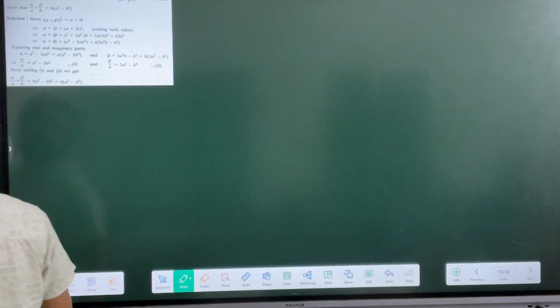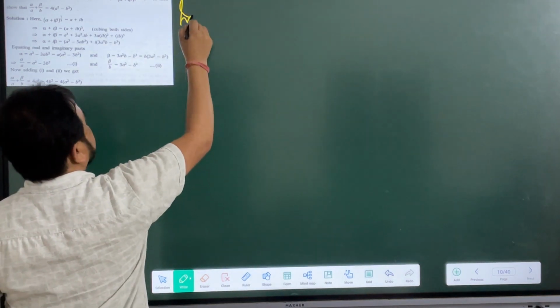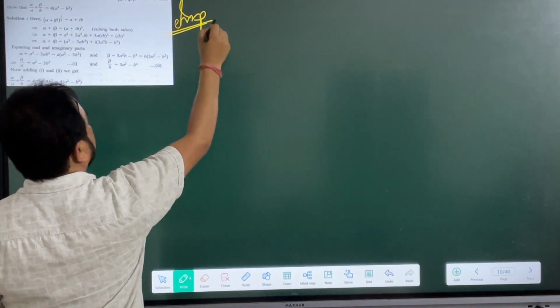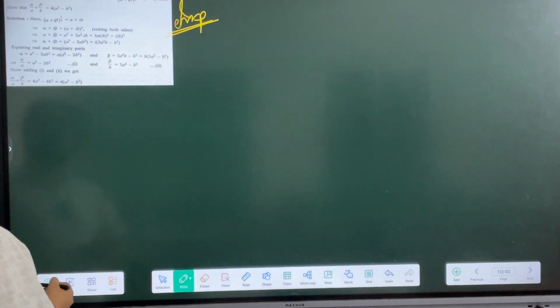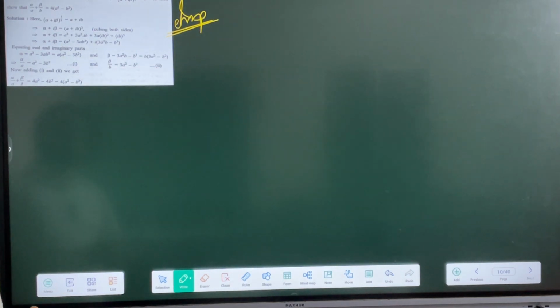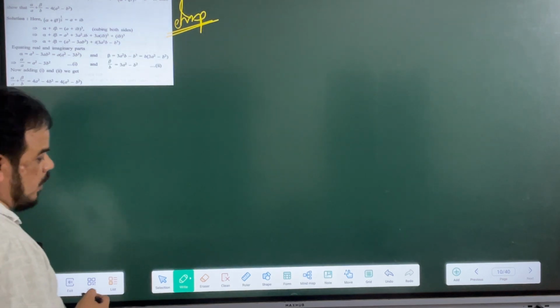Example number 3. This is a little important. Remember, this is important. This sum is important for your exam. For real numbers alpha, beta, a and b, if alpha plus i beta whole to the power 1 by 3 equals a plus ib, then show that alpha by a plus beta by b equals 4a square minus b square.